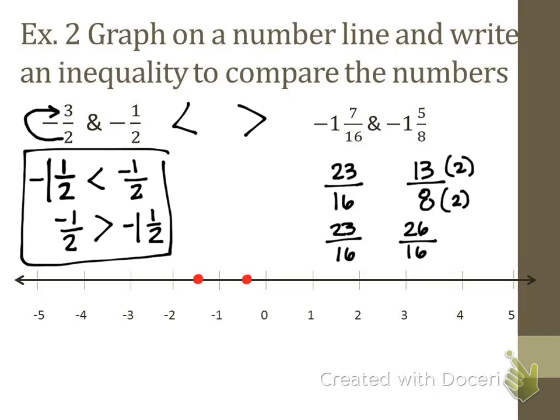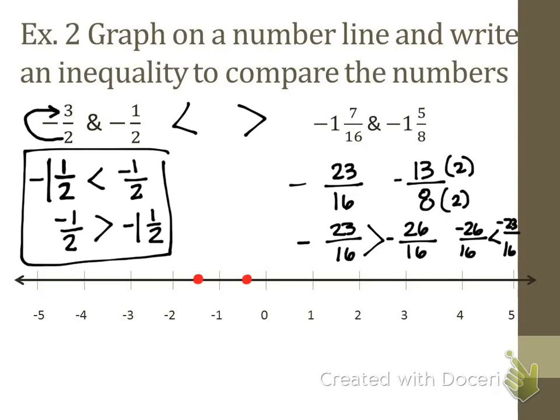So which one, and I can't forget, these are both negative. Both negative. I forgot to write that over here. Okay. So is 23 over 16 greater than or less than 26 over 16? Greater than, exactly, because remember, the bigger the number when it's negative, the smaller it actually is. So let's flip that around and use our other sign. I would write negative 26 over 16 is less than negative 23 over 16.